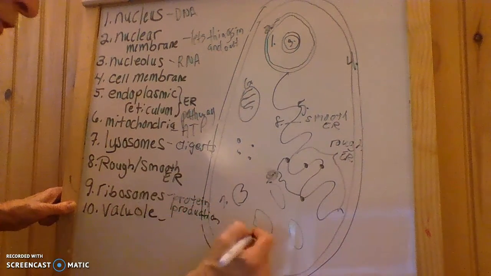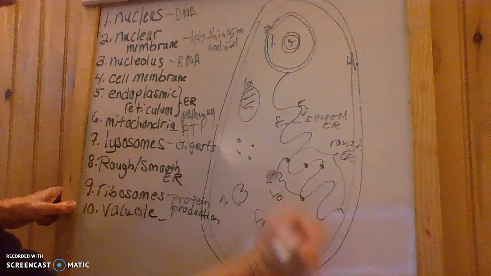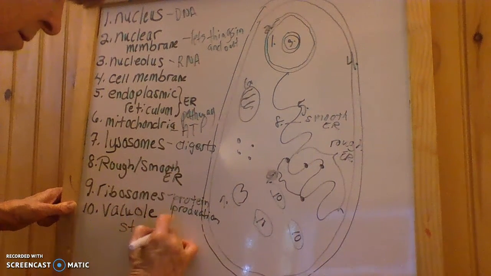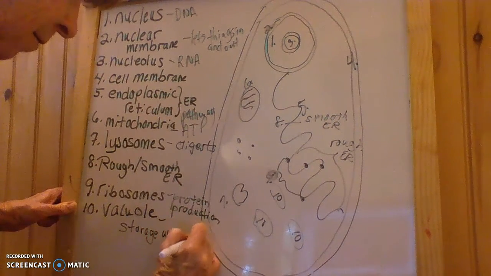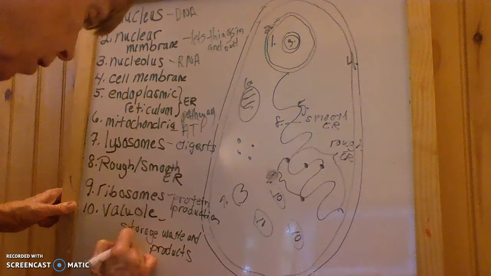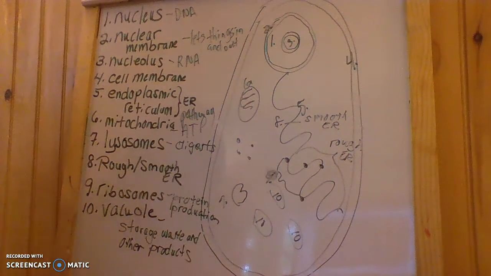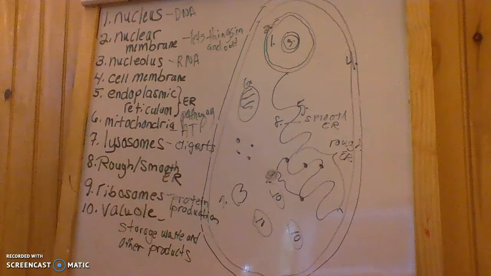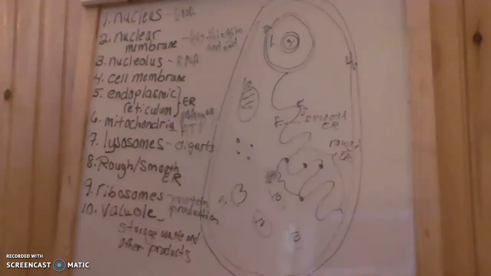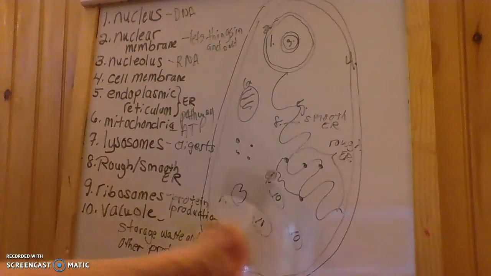And the vacuoles, number 10, are for storage, both of waste and other products, because there'll be storage for water. They could be storage short-term of a variety of different things. Whereas if you remember back from even middle school where you talked about plants having one single large central vacuole, animal cells will have many vacuoles.